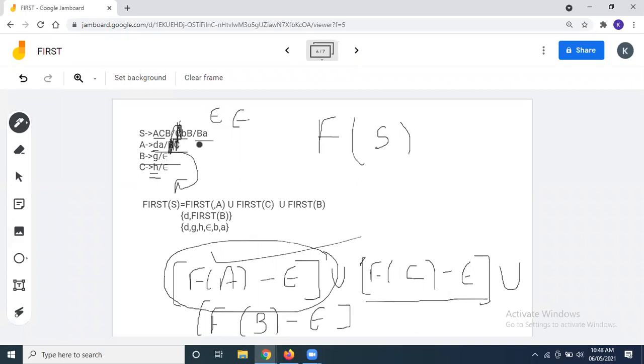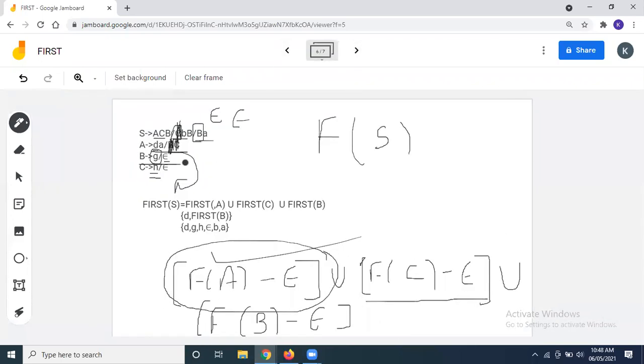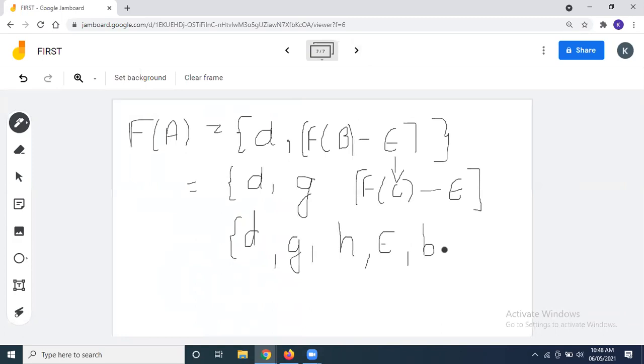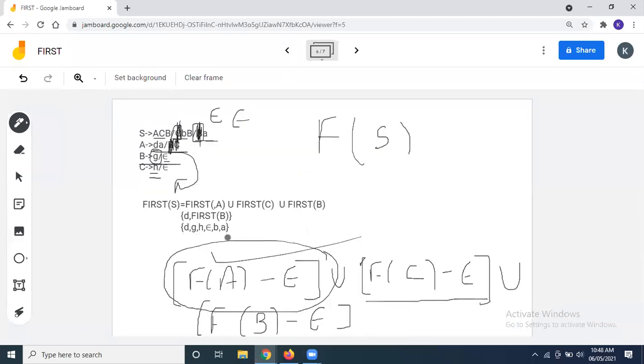Now we have to find first of B. First of B is G as well as epsilon, but G we have already written here. Again, B derives epsilon, so this has to be removed. If this is epsilon, what we are left out with here is terminal A. That also has to be considered here. All of this together is nothing but first of S. Is it understood how we have got first of S?